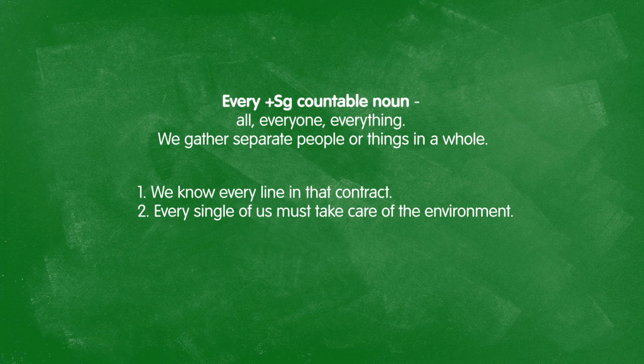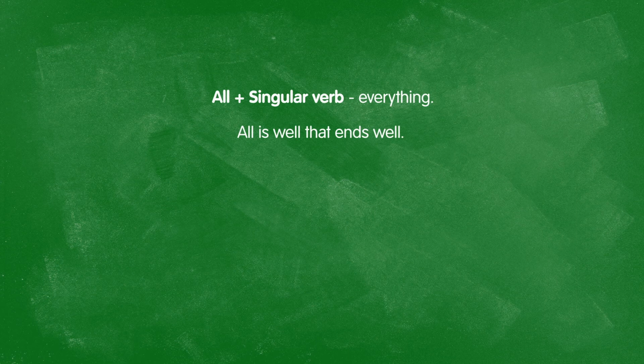Just like in the sentence, we know every line in that contract, and every single one of us must take care of the environment. Here, instead of talking about it one by one, I'm saying that all of us together must take care of the environment. Or, I know all of the lines in that contract, every line, together. Speaking of all, we will often use all with a singular verb, and here we mean everything. Just like in the statement, all's well that ends well. Here, everything that has a good ending is good, even if something bad happens somewhere along the way.